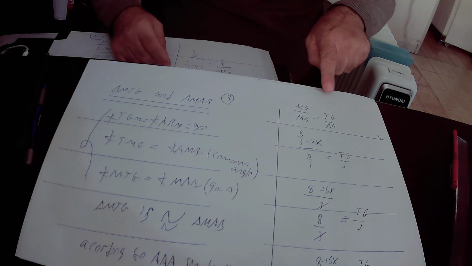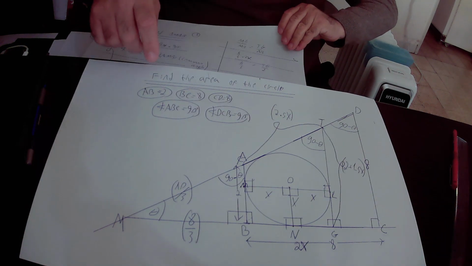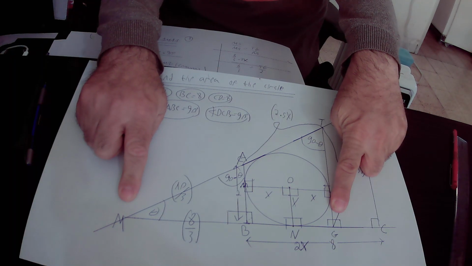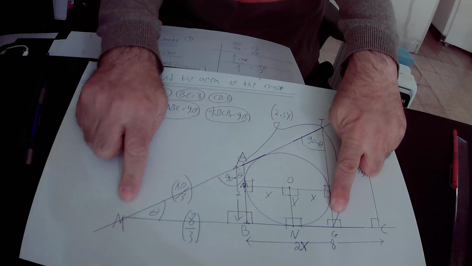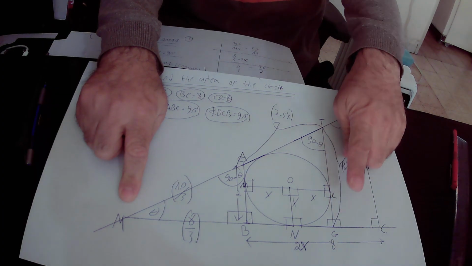MG over MB equals TG over AB. What is the length of MG? MG equals MB plus BG. That is to say, MG equals MB, that is 8 over 3, plus BG, that is 2x. So in total, MG equals 8 over 3 plus 2x.